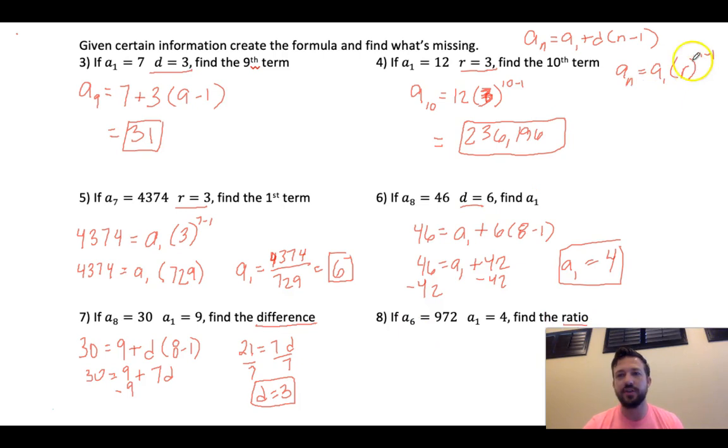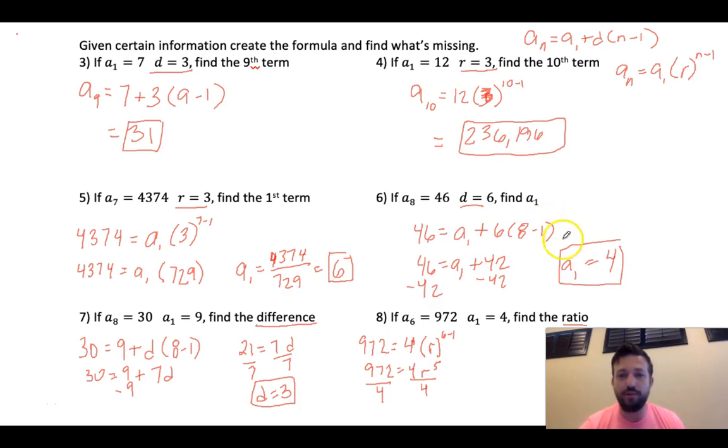Okay, then this one says find the ratio. So that means it's geometric, so we're using this guy over here, right? Okay, so it's going to be 972 equals the first term, which is 4, times the ratio, which I'm looking for, raised to the n minus 1, which is 6 minus 1. So we have 972 equals 4r to the 5th. Yeah? So first we're going to divide by 4.